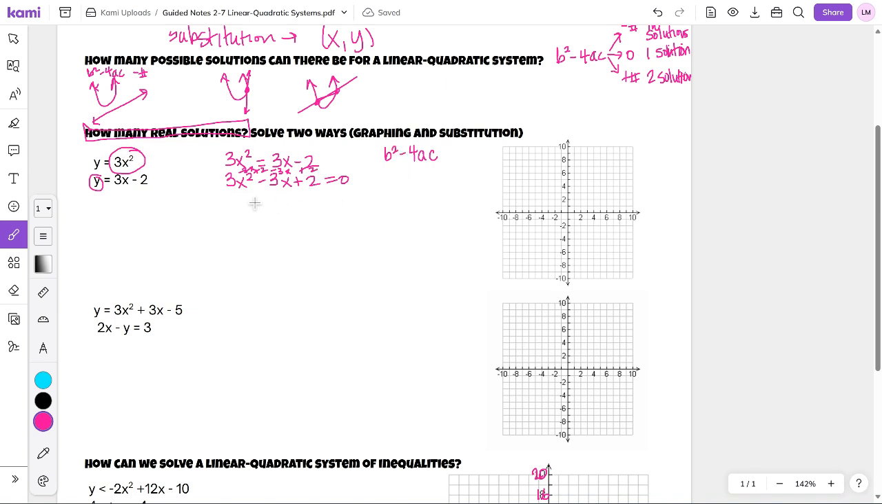All right, so a is 3, b is negative 3, c is 2. So I have negative 3 squared minus 4 times 3 times 2. So 9 minus a bigger number than 9, right? Minus 24. That's going to give me a negative number. That means no solution on this.